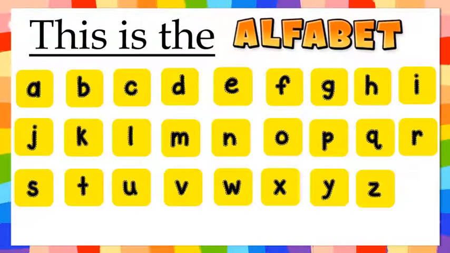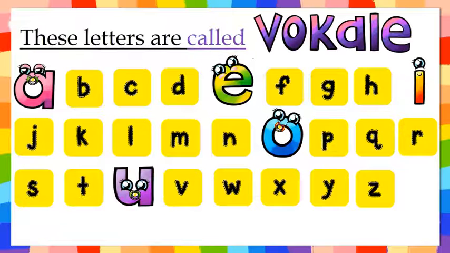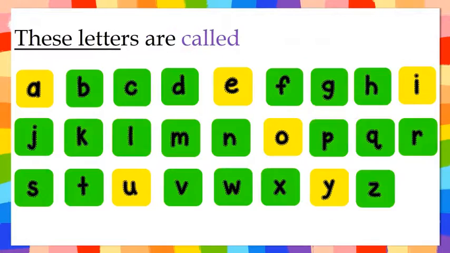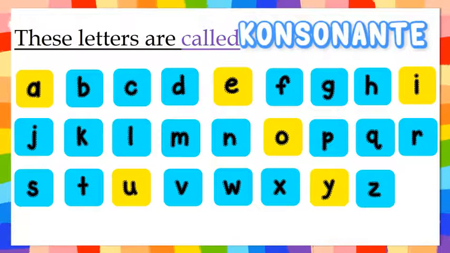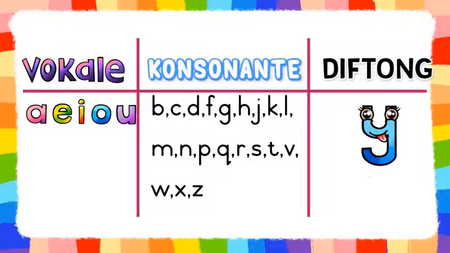This is the alphabet. These little guys are called vokale. The Y is called a diphthong. And the rest of the alphabet, they are called consonante. Yes, that's right. Each letter of the alphabet has a name and they belong to a certain group. Vokale is A, E, I, O, U. Consonante is the rest of the alphabet, and the diphthong is the Y.